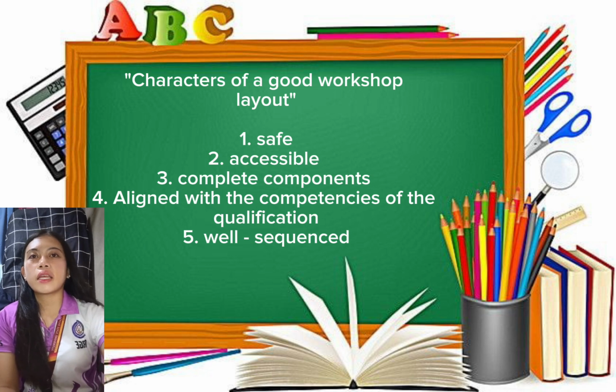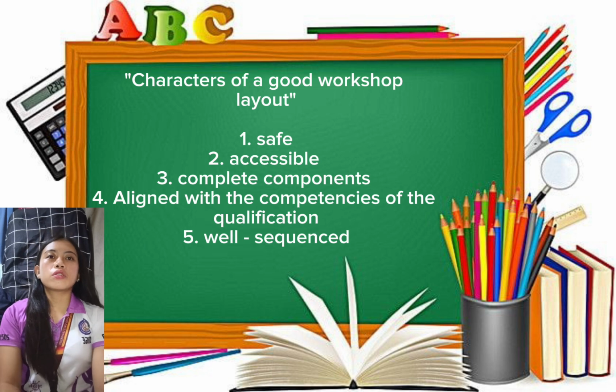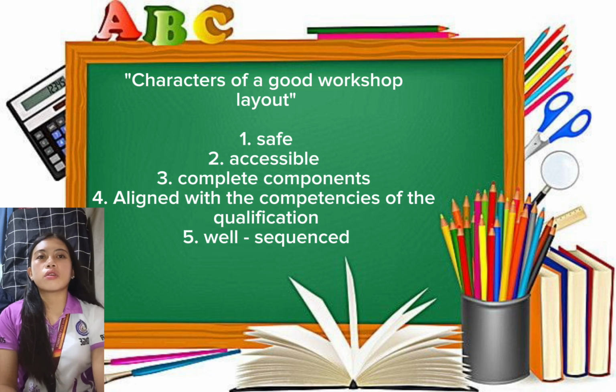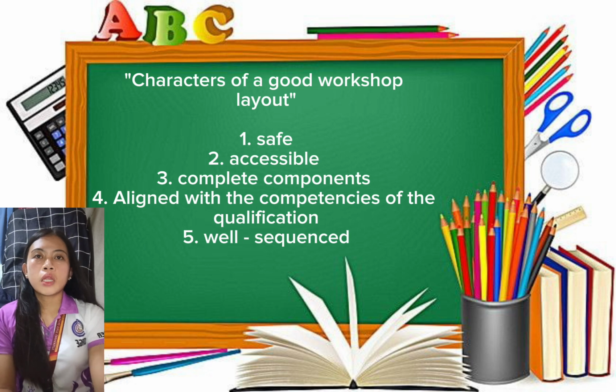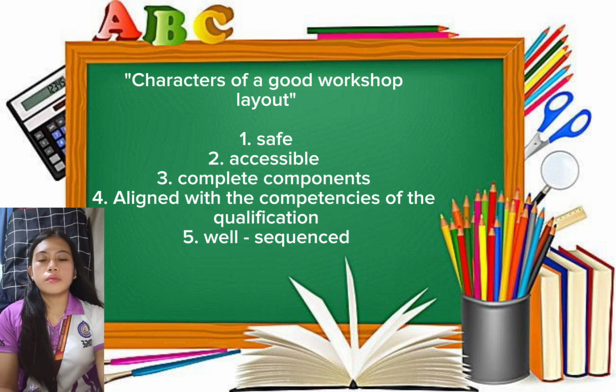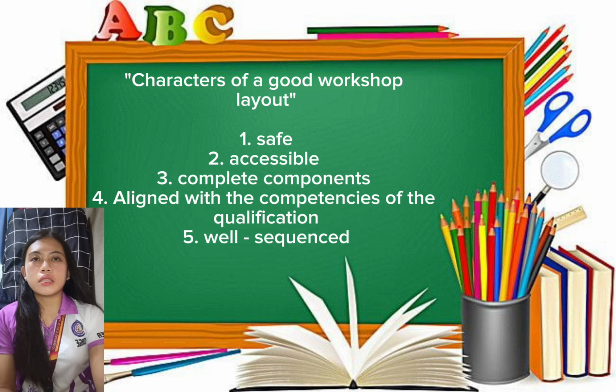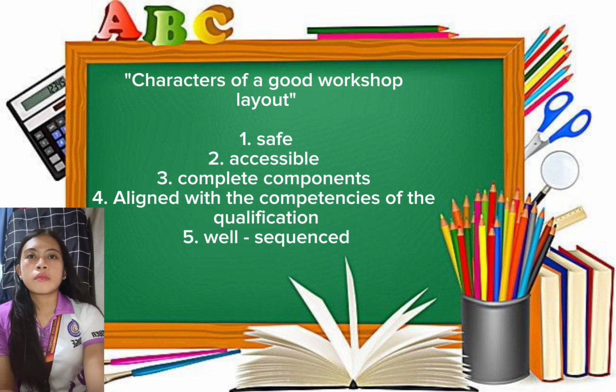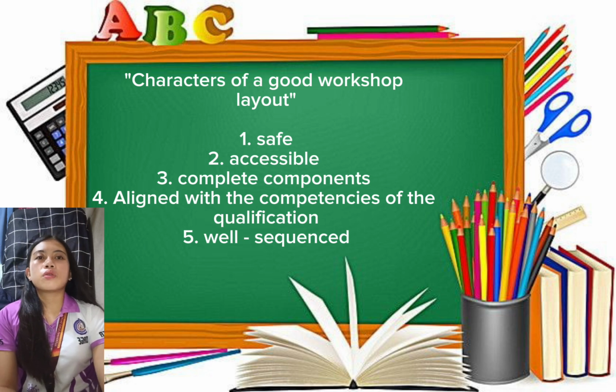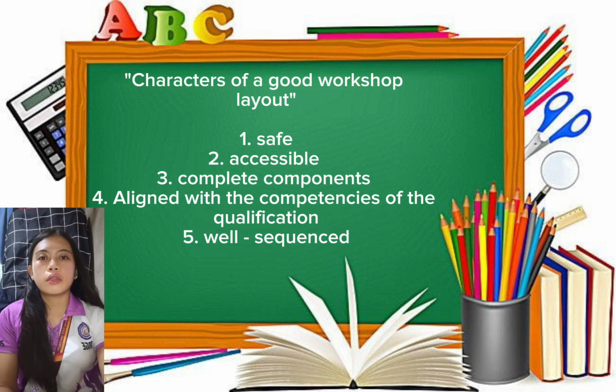Second is accessible. Trainers and students should be able to move around easily, avoiding blocking views with walls so the trainer can monitor students clearly. It is for the trainers to see the students around without any blockings or walls. Third is complete. The workshop should include all 9 CBT areas placed logically next to each other, like putting the learning resource area close to the contextual learning area.